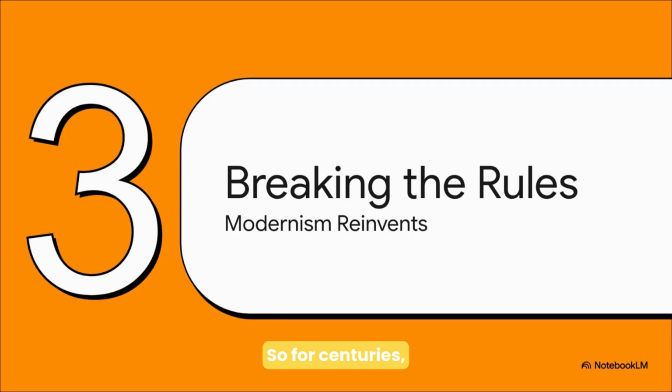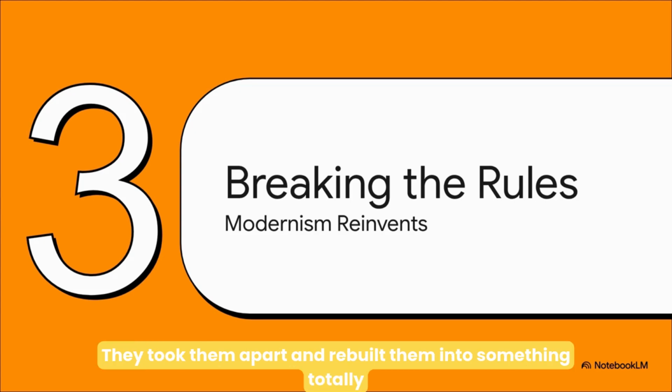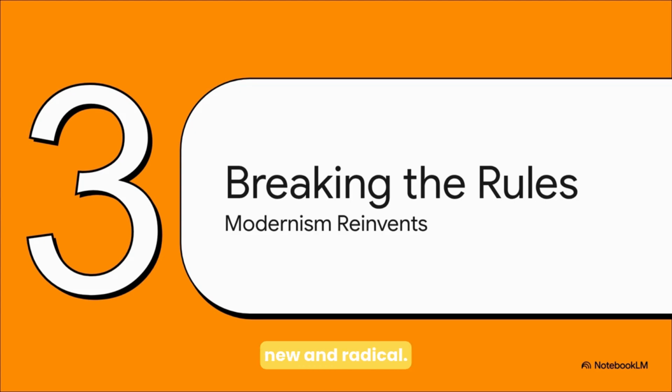So for centuries, architects learned the rules, they debated the meaning of the rules, and they followed the rules. But then the 20th century happened. A new generation of architects came along and decided it was time to just break the rules. And they didn't just ignore the orders, they took them apart and rebuilt them into something totally new and radical.